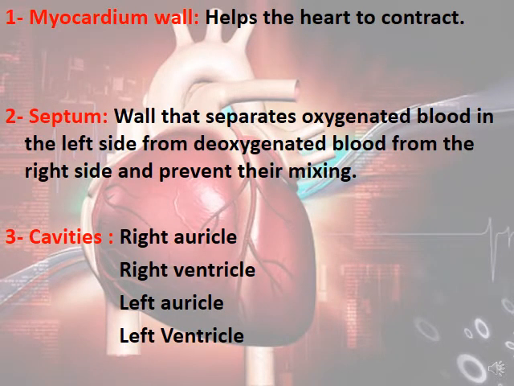Let's go deeply inside the heart. The heart constitutes different parts that have important functions during our life. First, the myocardium wall. The myocardium wall helps the heart to contract. Septum. The septum is like a wall that separates the oxygenated blood on the left side from the deoxygenated blood on the right side and prevents their mixing.